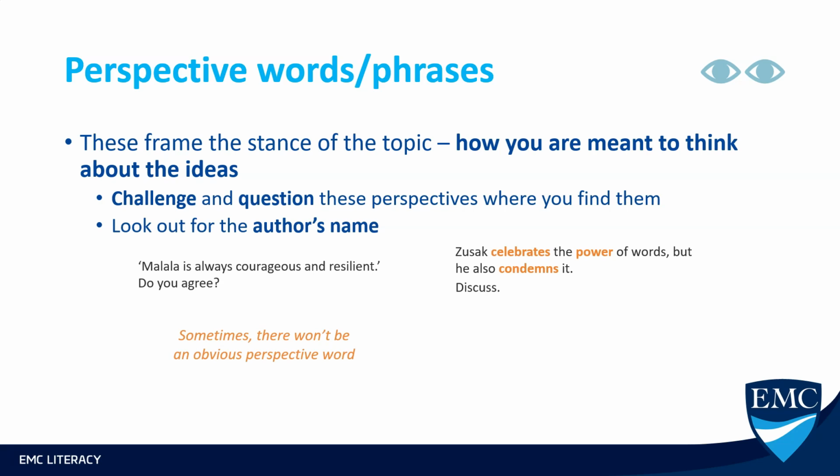Sometimes there won't be a really obvious perspective word, like with this Malala example. But in the Book Thief example, we see some really obvious ones. We've got 2 verbs, celebrates and condemns, and they follow straight after Zusak's name. And we can even read the noun power as a perspective word, because the topic's already suggesting that in Zusak's opinion, words have power.